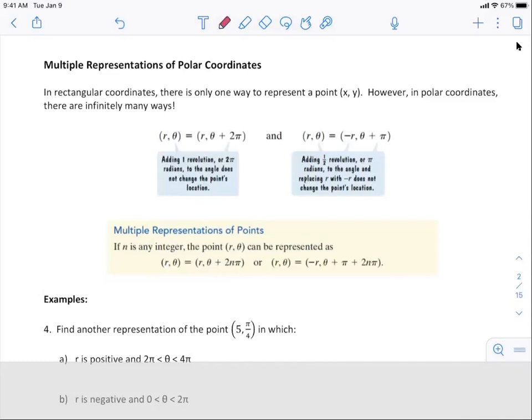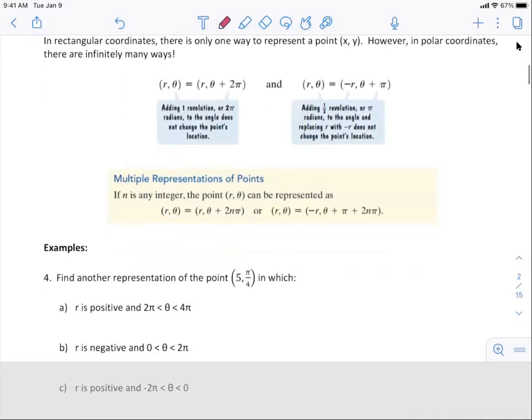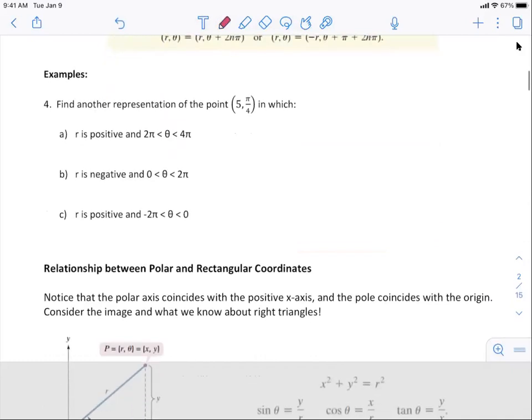Or because of what we know about a negative radius, we could go and just change by a difference of pi and then reflect our radius back. So any multiple of pi, as long as you change the sign of the radius, is going to give us another way that we can write this point. Okay, so here's a few examples of how we could rewrite the same point in multiple different ways.